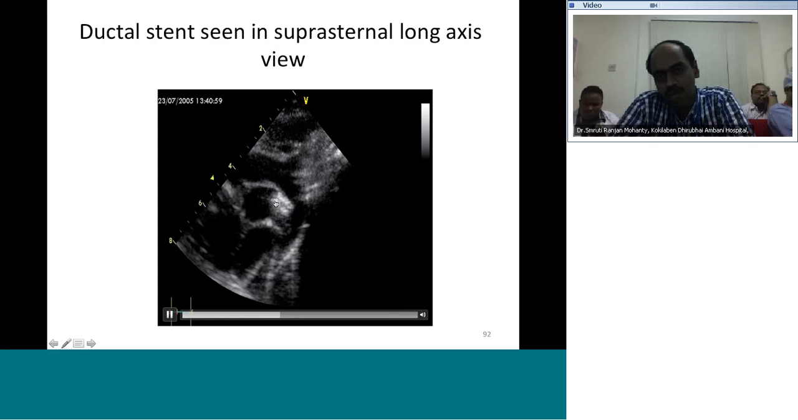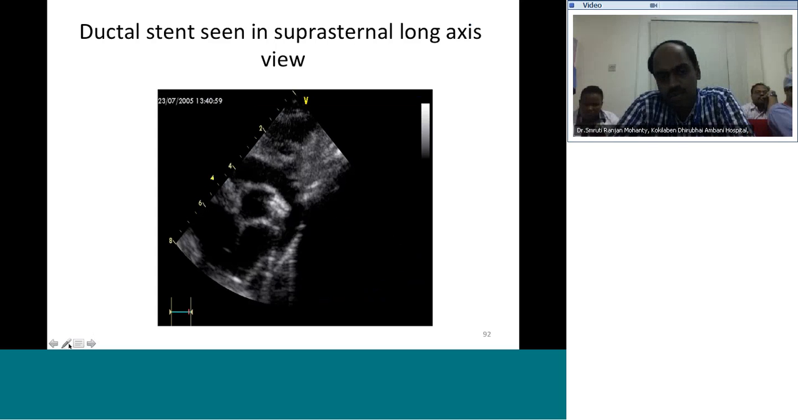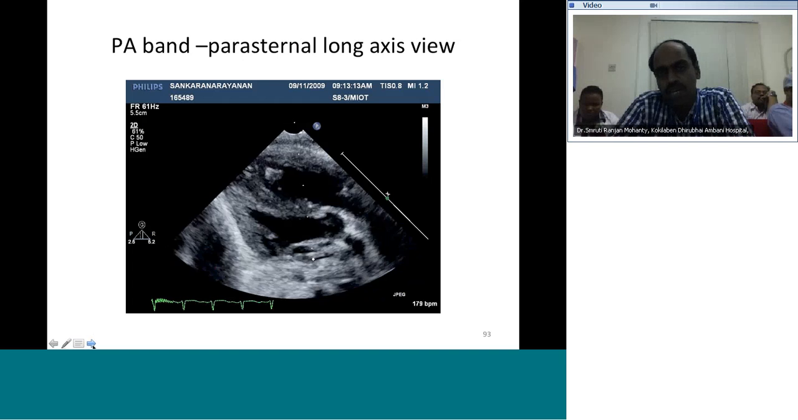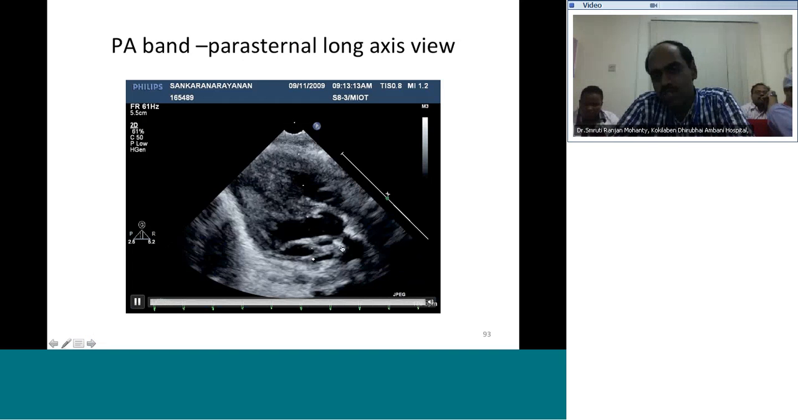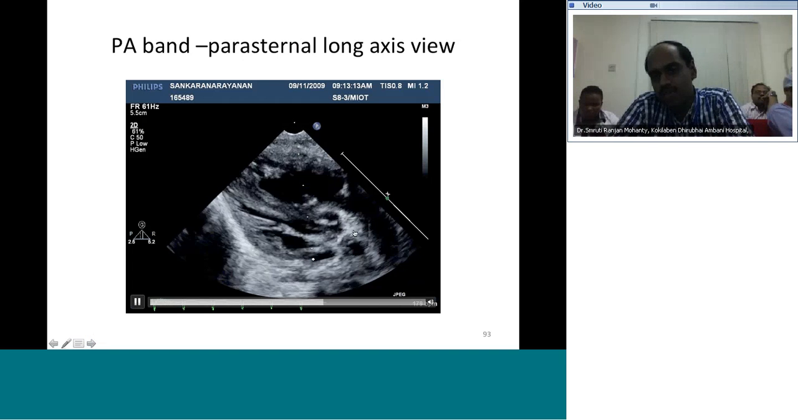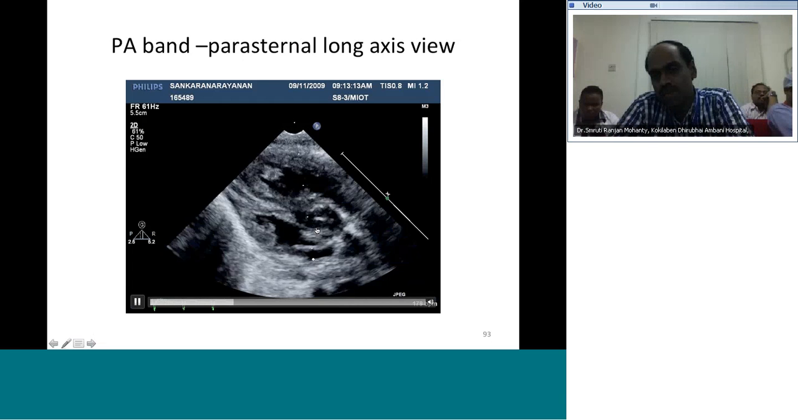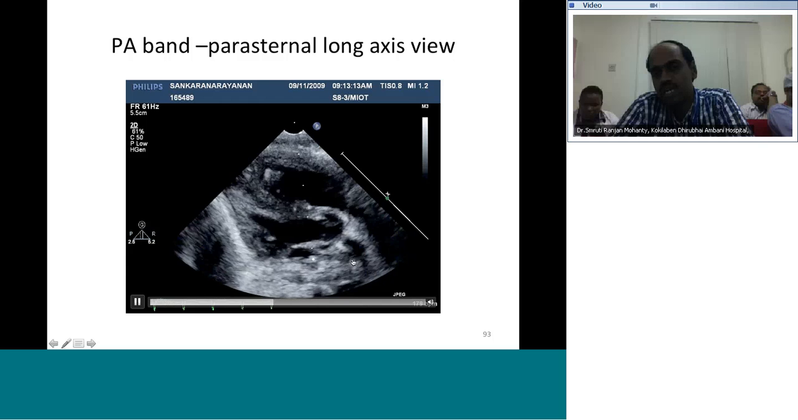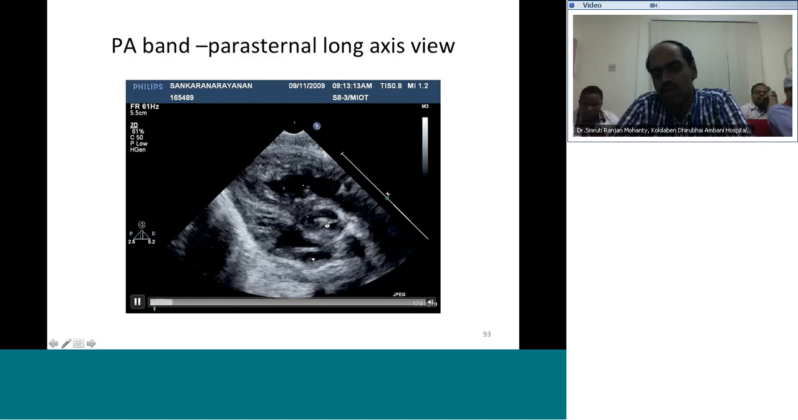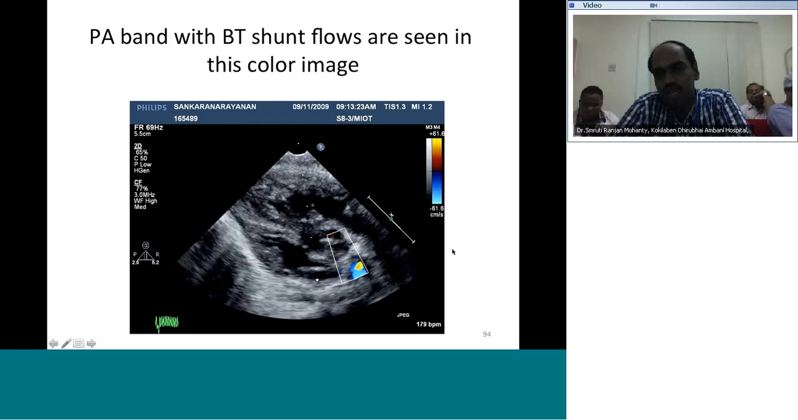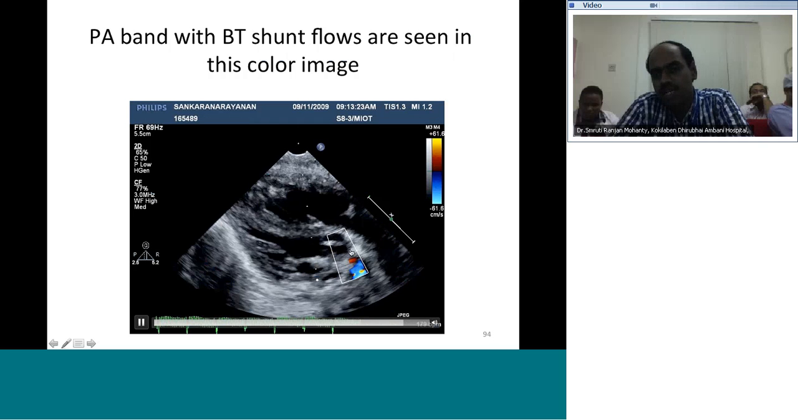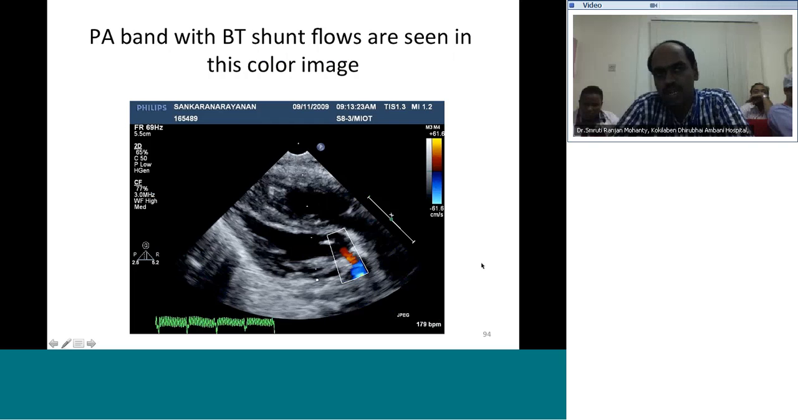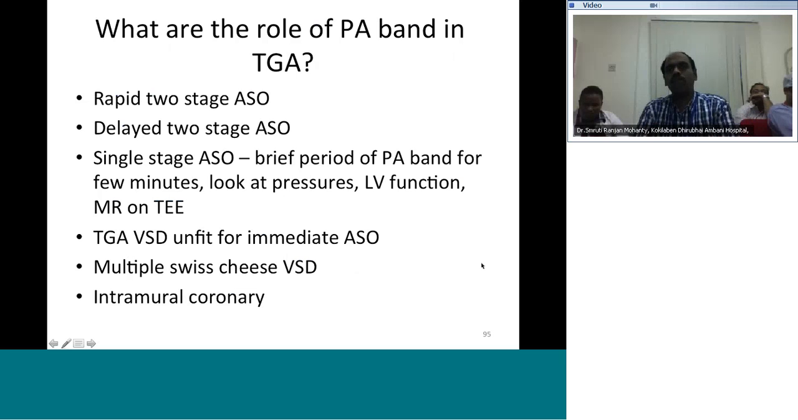Aorta, PA, ductal stent. The same thing can be done by doing a pulmonary artery banding also. You see, this is the PA banding. You are able to see an umbilical tape here. So the pulmonary artery is now squeezing against the PA band and so increases its proximal PA pressures and increases the left ventricular pressure. And you are able to see the gradient across the PA band. So what is the role of PA banding in a transposition?